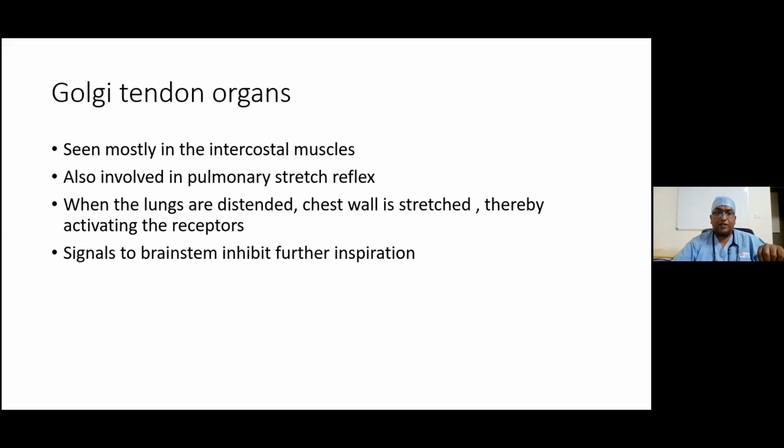There are also Golgi tendon organs. This is seen mostly in intercostal muscles. The Golgi tendon organs are also involved in the pulmonary stretch reflex when lungs are distended. The chest wall is stretched, thereby activating the receptors. Now, Golgi tendon organs signal to the brainstem to inhibit further inspiration.